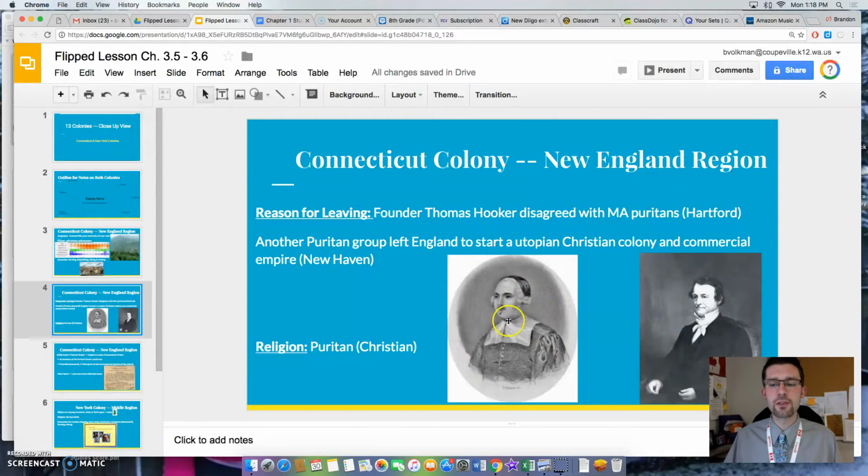And this man here, Mr. Davenport, was one of the main founders of New Haven. This gentleman here is Thomas Hooker, and he was one of the main starters of the Hartford part of the Connecticut colony. The religion, again, were Puritans.